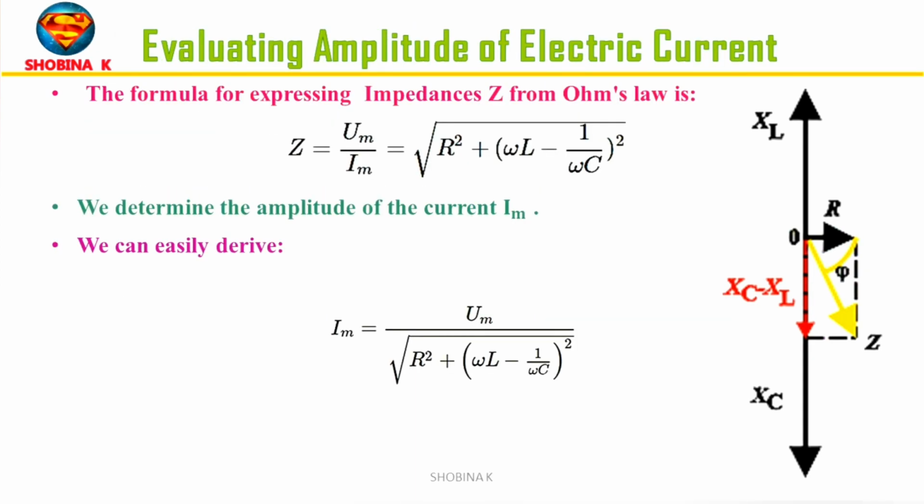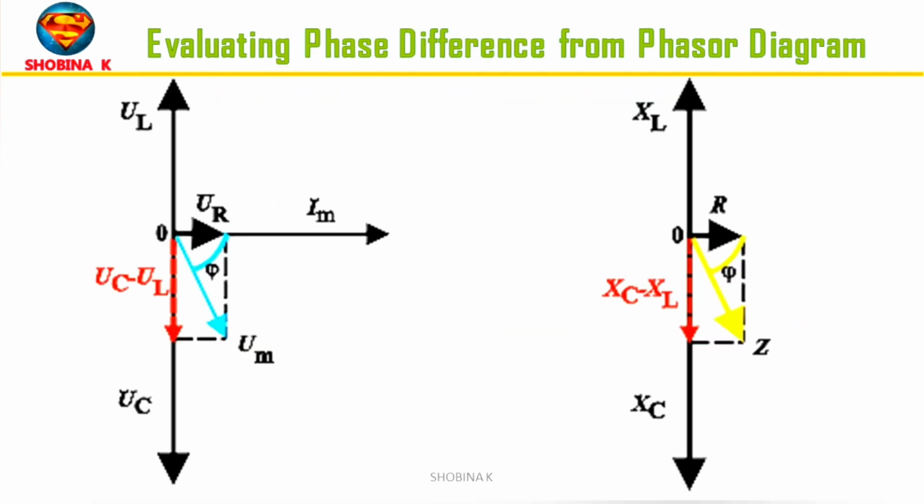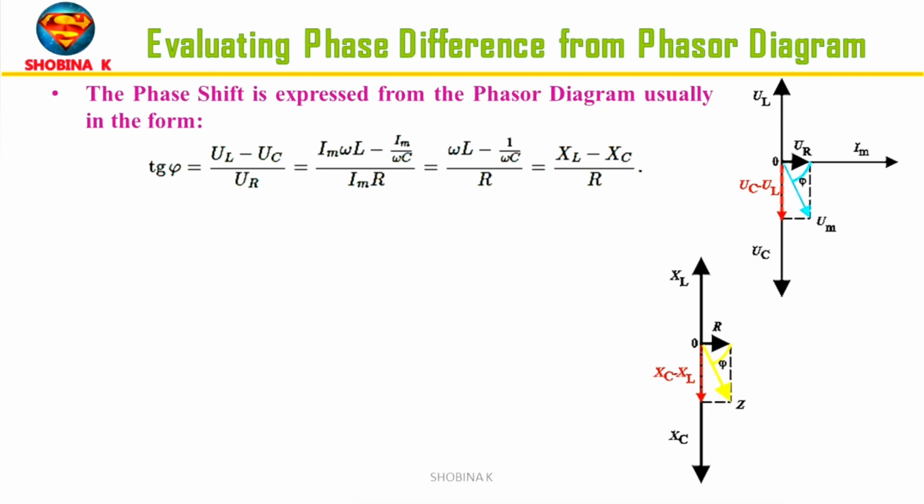Next, we need to evaluate the amplitude of the current in the electric circuit. The formula for the impedance Z from Ohm's law is given here. Now to determine the amplitude of the current Im, we can derive it from the previous formula. And next, we need to evaluate the phase difference from the phasor diagram. The phase shift expressed from the phasor diagram is usually in the form given below.